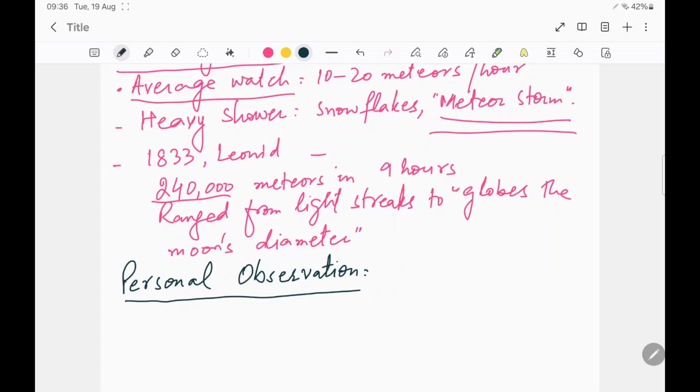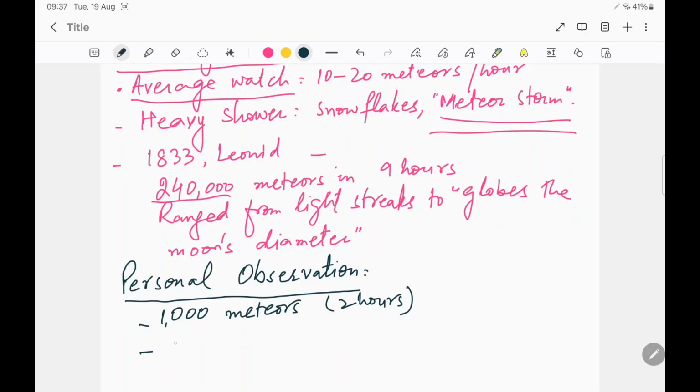Well, the writer actually has a personal experience of watching this meteor shower as well, and he says that once he saw 1,000 meteors during Perseids, that means obviously in August. So he counted around 1,000 meteors in about 2 hours. So he has shared his personal experience with us as well.